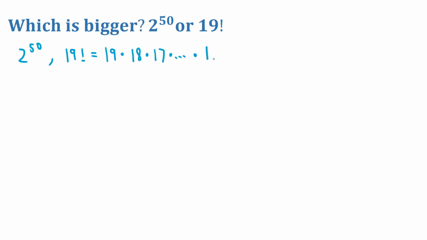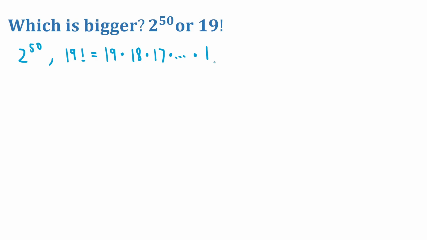This expression has 19 terms in the product, which is significantly less than 50, but almost every term in the product is greater than 2, which is what every term in 2 to the 50 is. So the question is, which expression is bigger overall? The first expression with more terms or the second expression with less terms, but almost every term is larger?